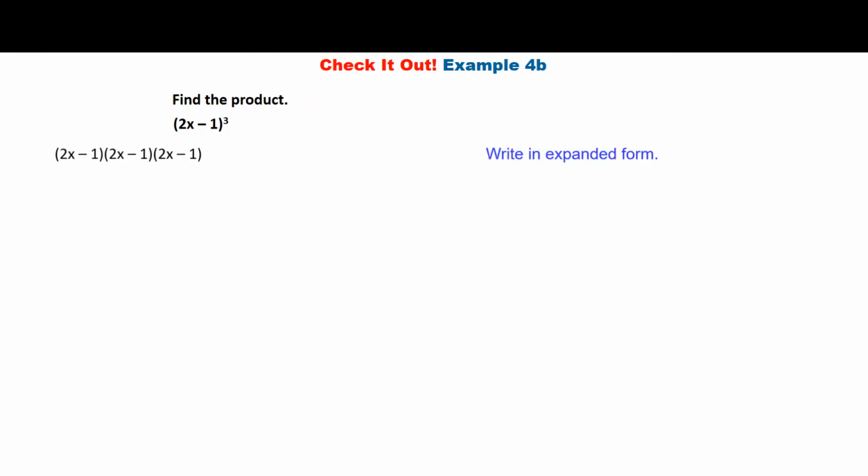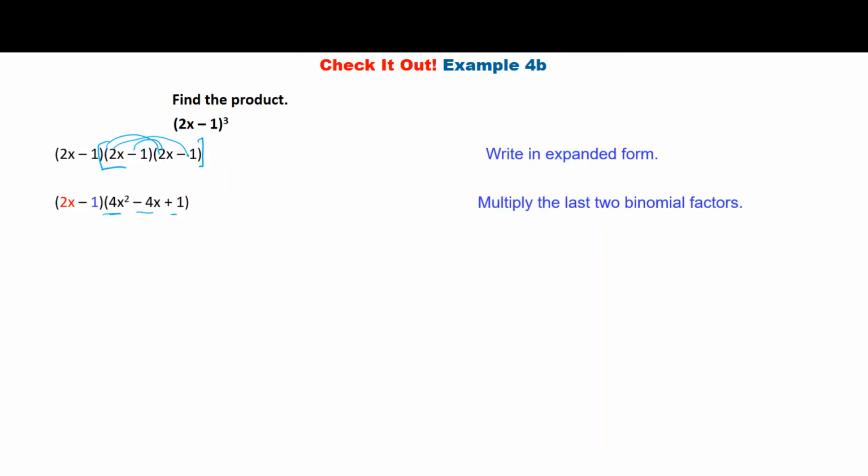All right, again, the first thing we want to do is to write it in expanded form. So 2x minus 1 times 2x minus 1 times 2x minus 1. And then we're going to multiply our last 2 binomials together. And when we do that, we just FOIL that. 2x times 2x is 4x squared. This is going to be minus 2x and another minus 2x, so that gives us minus 4x. And then negative 1 times negative 1 is a positive 1. So there's our FOILed out.